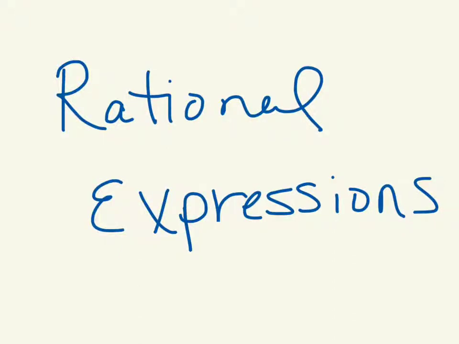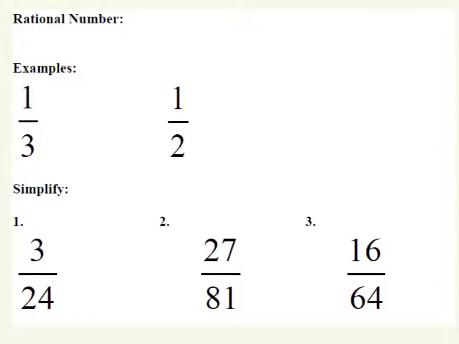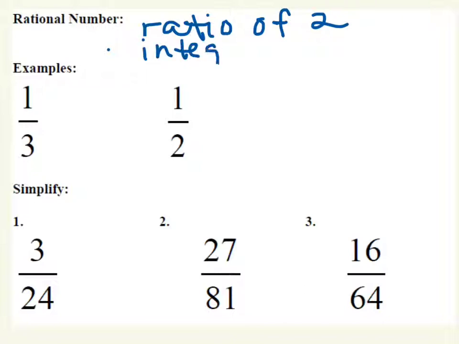Hey everyone! Today we are going to talk about rational expressions. Before we do, let's recall what a rational number is. A rational number is something that can be written as the ratio of two integers. So for example, we have 1 over 3. That's a ratio of two integers.